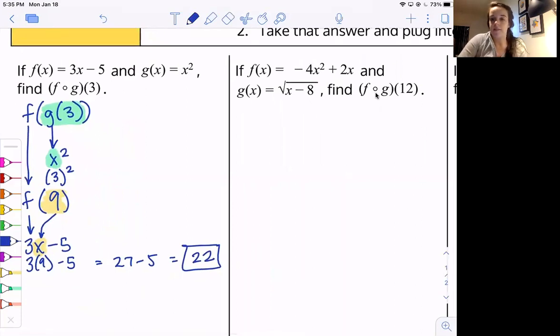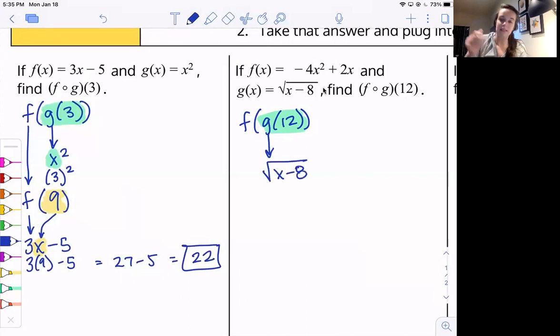So for this one, it says f of g of 12. So I know that I'm doing f of g of 12, which means first I need to start on the inside parentheses, right? So I'm going to do g of 12 first. My g function is the square root of x minus 8. So I'm substituting the 12 in for the x. So I'd have 12 minus 8 inside of that square root. Square root of 4. Square root of 4 is 2, right? So that is g of 12. g of 12 is equal to 2.